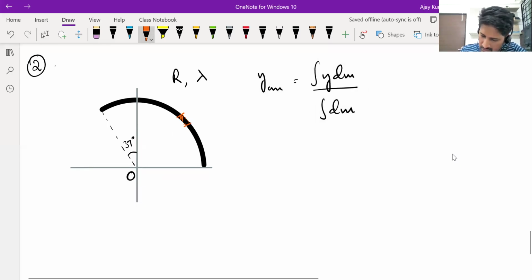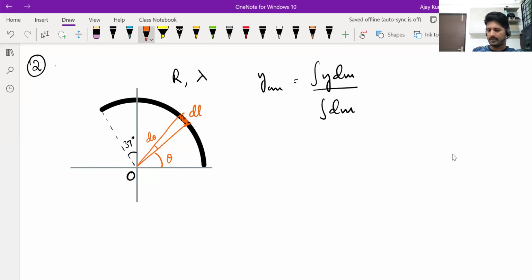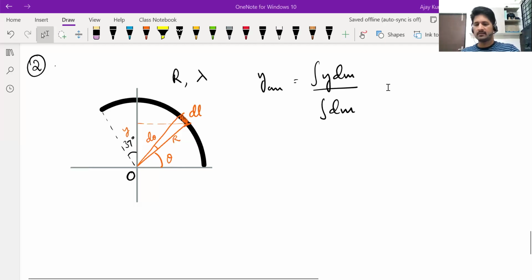Why did I erase the element? Let this be the element. Its length is dl. Angle made is theta. Small angle is d theta. This is the y-coordinate. This is the radius. Try. Okay. Any answer for the y-coordinate, anyone?